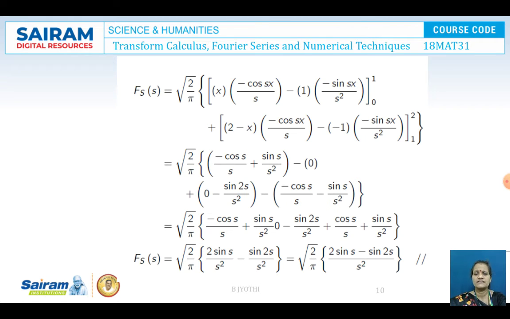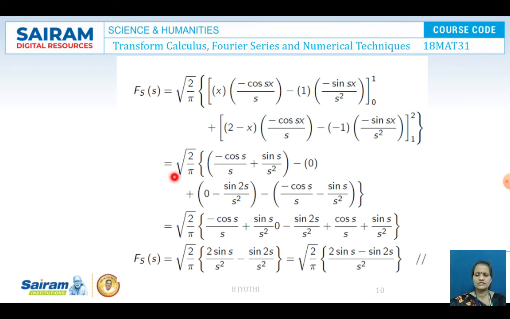So fs of s is given by root of 2 by pi. Again we are using the uv formula. x into integral of sine is minus cos, so minus cos sx by s minus 1 into minus sine sx by s square. Limits are 0 to 1. And 2 minus x into integral of sine is minus cos sx by s, minus derivative of 2 minus x, which is minus 1, and integral of this cos will be sine sx by s square. The limits are 1 to 2.